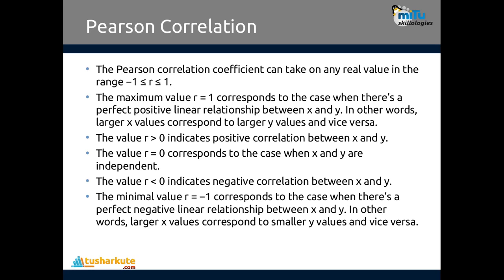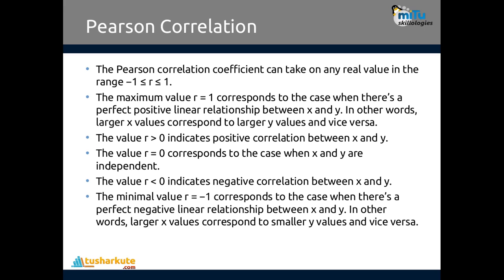The Pearson correlation coefficient can take on any real value in the range -1 to 1. So any value can also be present there. The maximum value of R corresponds to the case where there is a perfect positive relation between x and y. So as x is 1, y is 10, x is 2, y is 20, x is 3, y is 30. Perfect linear is present. In other words, the larger x value corresponds to the larger y value and vice versa.